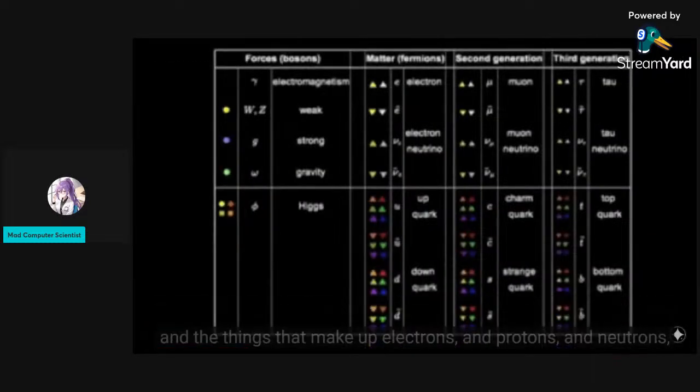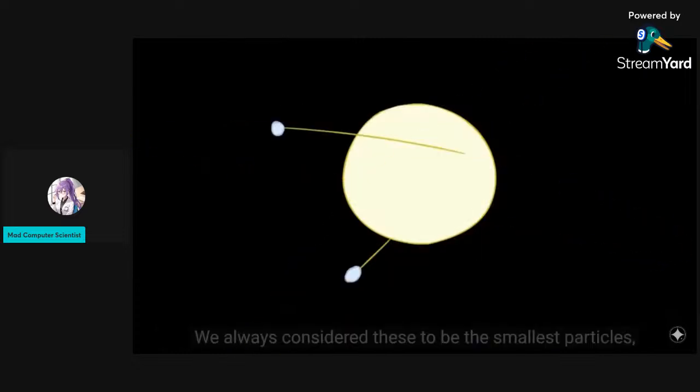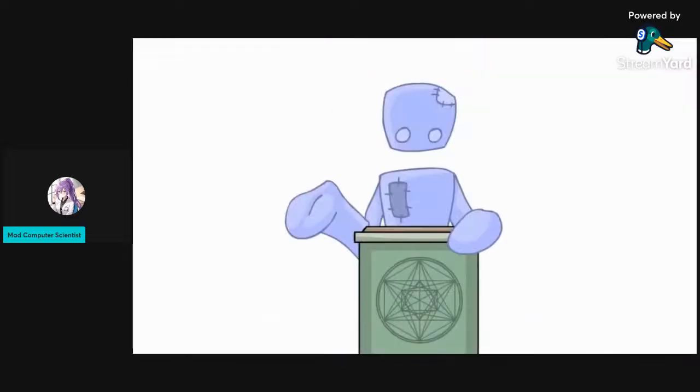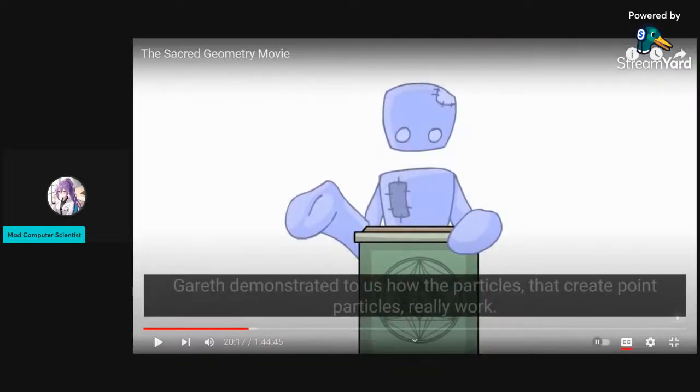So Garrett starts showing us some subatomic particles and the things that make up electrons and protons and neutrons. We always consider these to be the smallest particle, but we never think about what's creating them. Have we always thought of them to be the smallest particles? I don't actually know. I do know we think of things that are smaller than electrons and protons now, and we know that these subatomic particles can be broken into smaller particles.